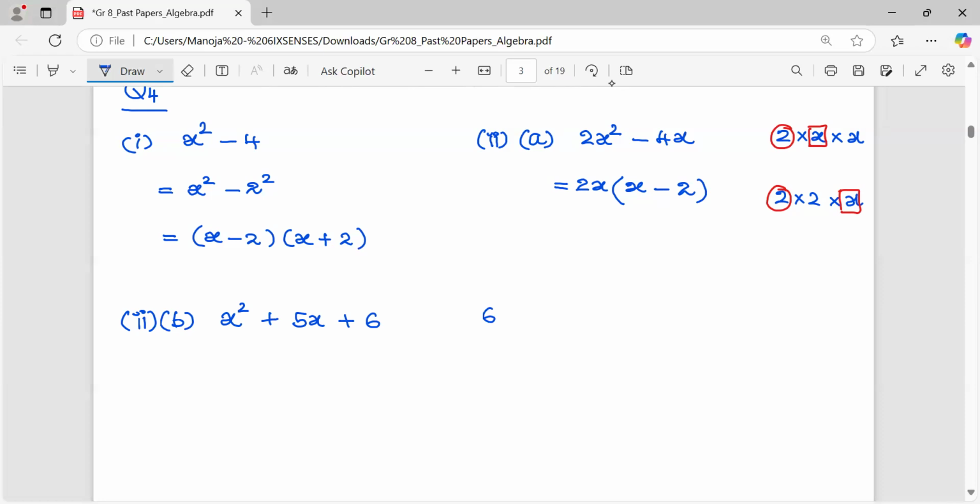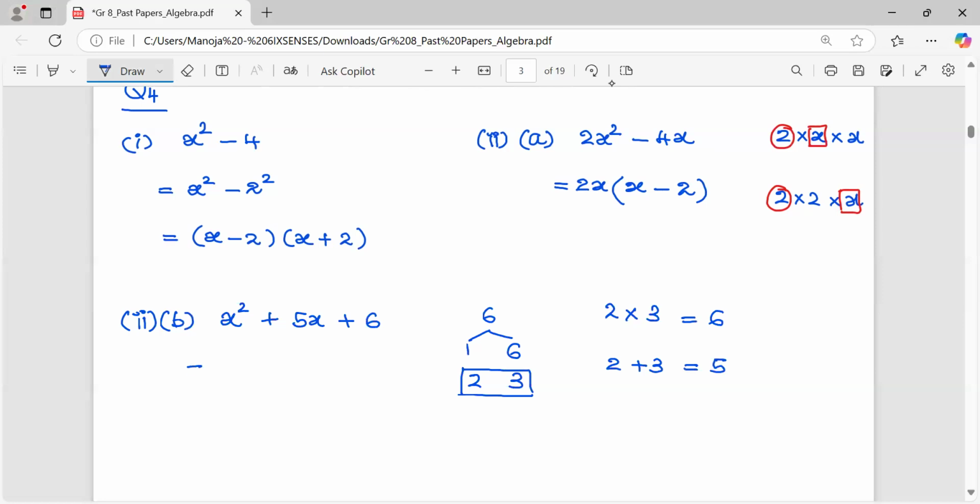And you know how to get that. You get the factors of 6: 1 times 6 and 2 times 3. Out of this, I select this one. Why do I select this one? Because 2 times 3 gives me the last digit 6, and when I add 2 and 3, it gives me the middle 5.